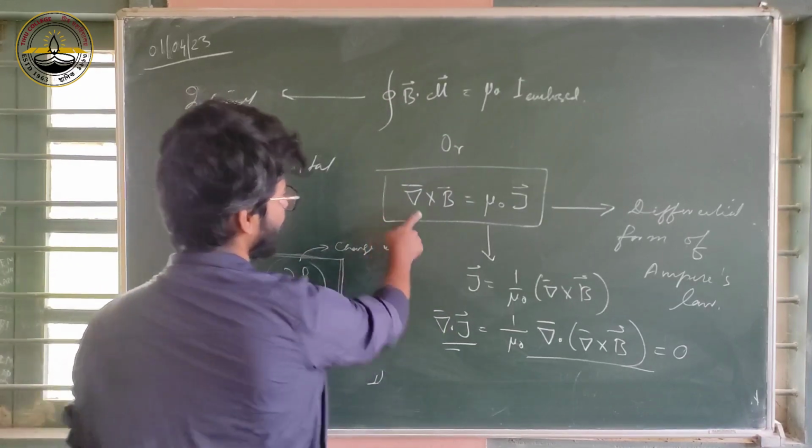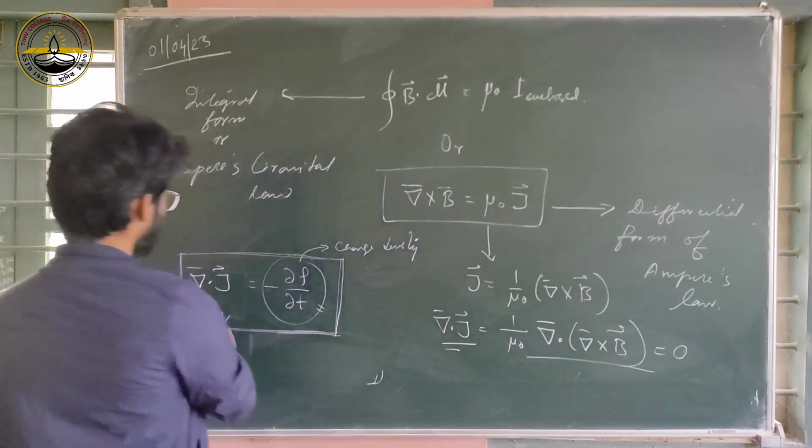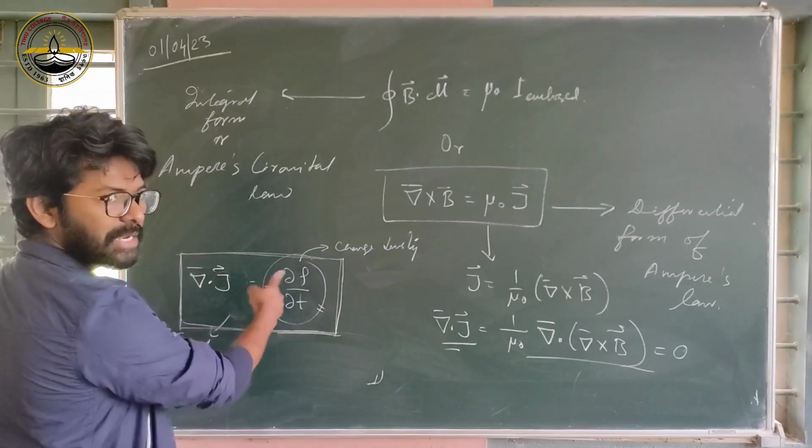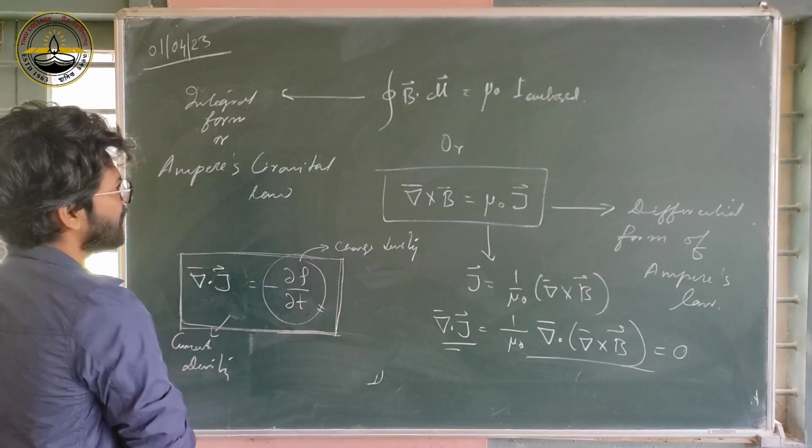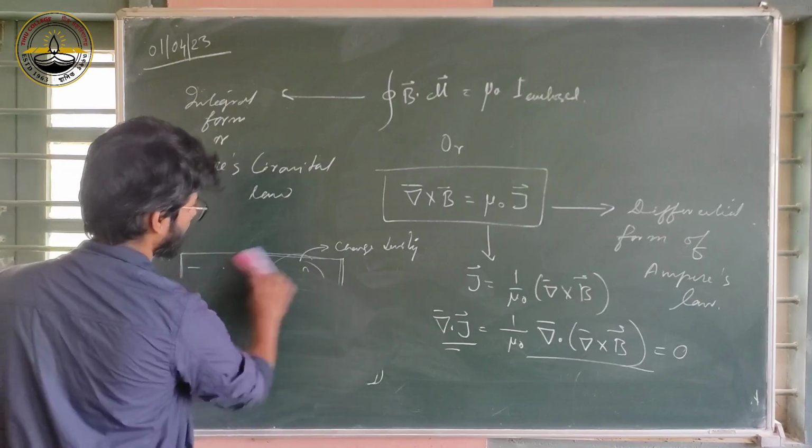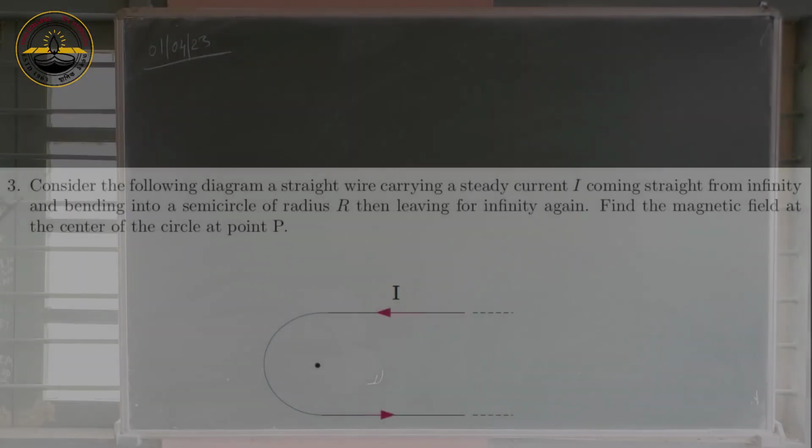So Ampere's law implies del dot J equal to 0, and del dot J equal to 0 from continuity equation implies del rho del T is 0. So it's a steady current. Find the magnetic field.